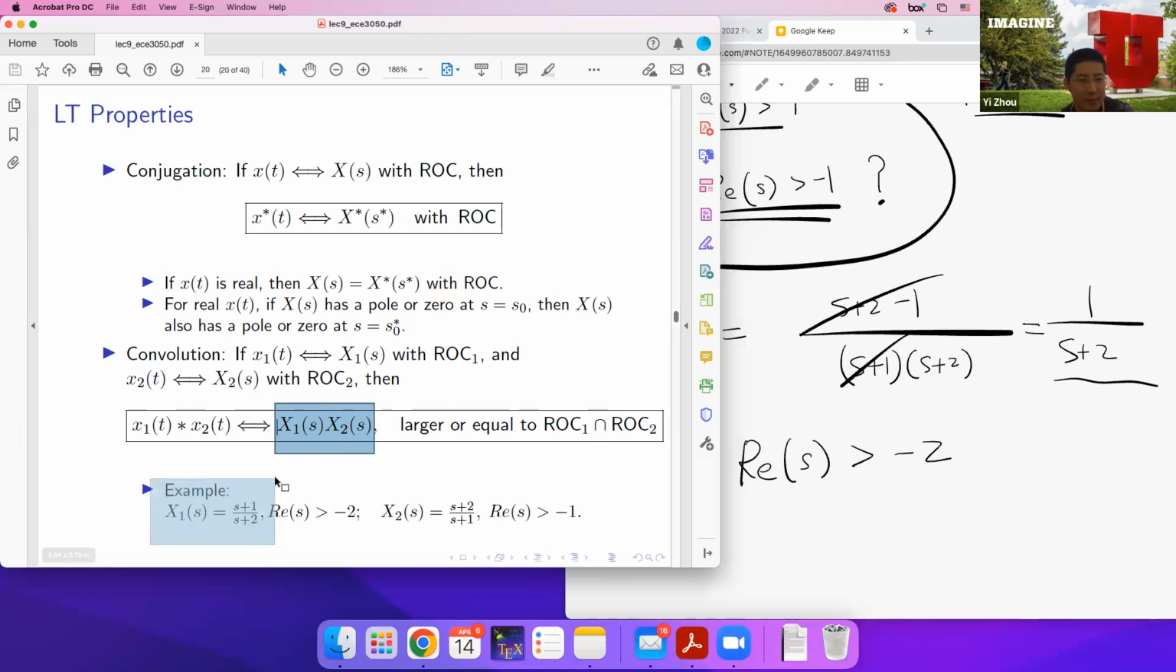Here is one example. X1 and X2 have their corresponding ROCs. However, X1 is 1 over X2. So once you multiply them together, everything cancels out and you get a constant 1. So there are no poles anymore, and the ROC is the entire S domain. Again, these are very special cases.